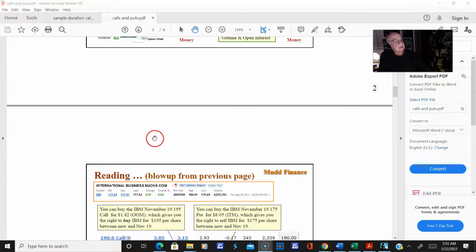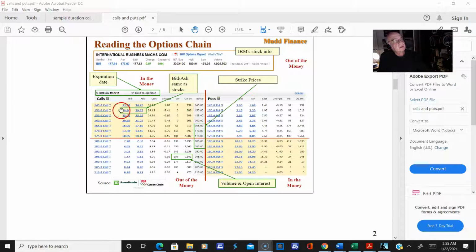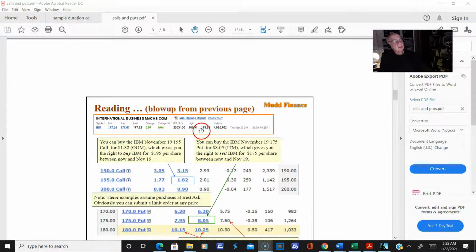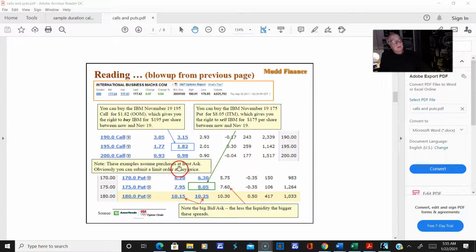Let me scroll back a little here. I don't see dates, but anyway. All right, so here is the put option. So you can buy the IBM November 19th 175 put for $8.05 in the money. So you multiply that by 100, which gives you the right to sell the IBM for 175 per share between now and November 19th.